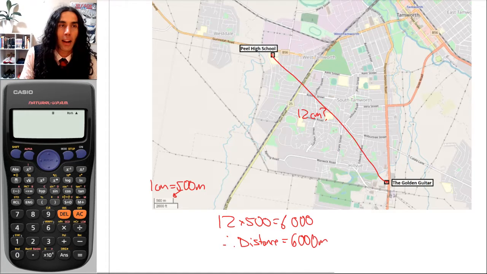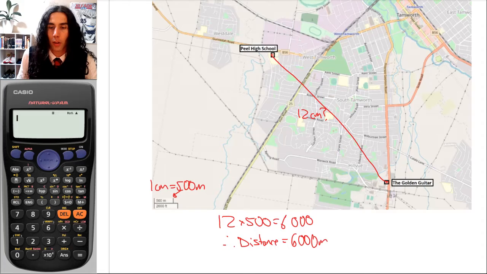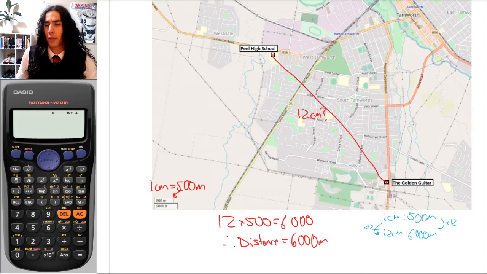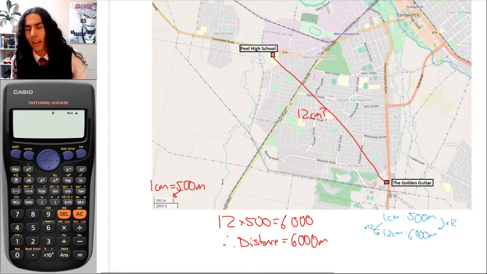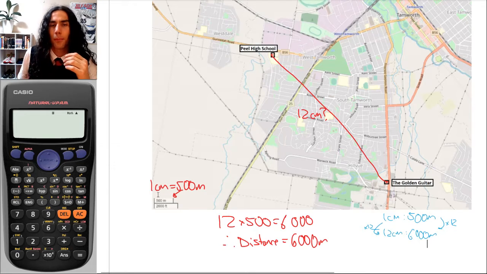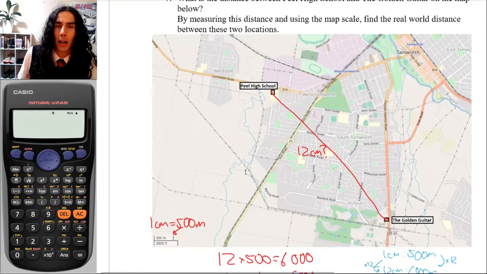Well, there are different ways to set it out. You could set it out like this. The ratio: 1 centimeter will give you 500 meters. So if you times by 12, times by 12, and you get, I have to check, 500 times 12? Yeah, times by 10, 5,000. Yeah, it's correct. Cool. So the distance, 6,000. Wow, that's it.